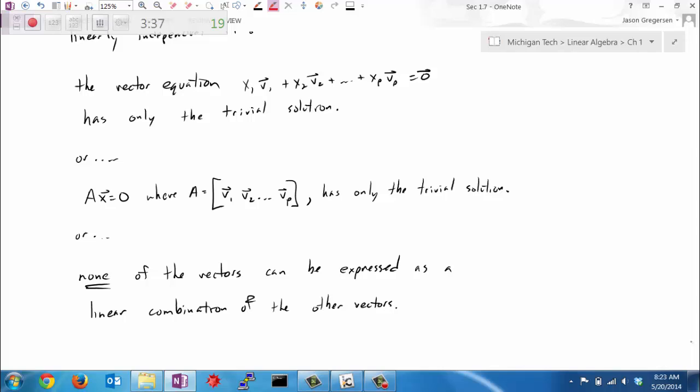None of the vectors can be expressed as a linear combination of the other vectors. All right, so what does that last statement really mean here? None of the vectors can be expressed as a linear combination of the other vectors.